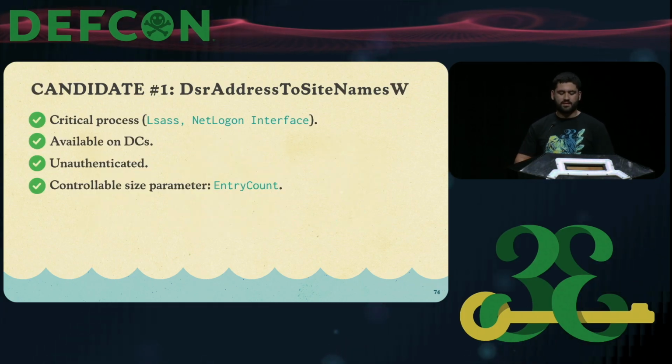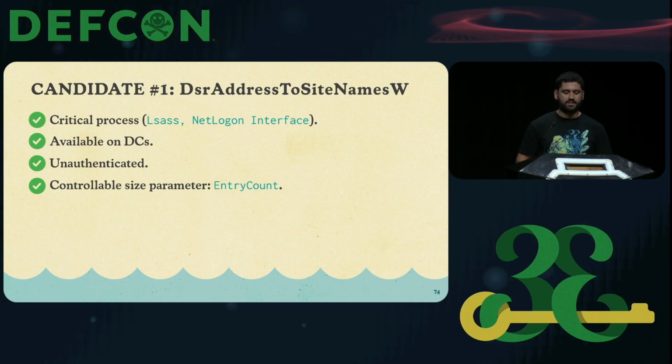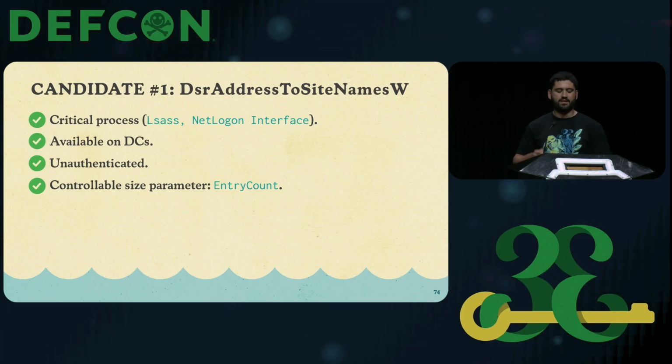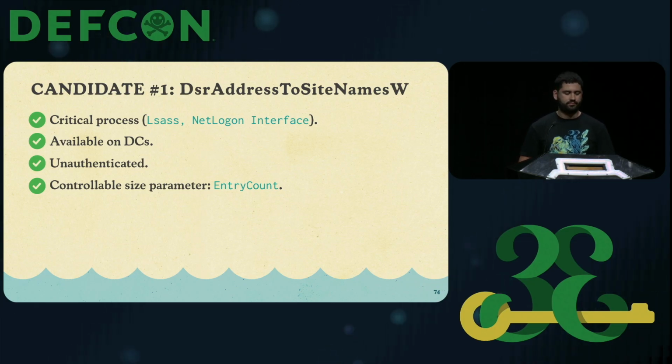And to show this, let's dive into our first RPC function. It's in the NetLogon interface in LSASS. This call translates a list of socket addresses into site names. It's available on domain controllers and is unauthenticated. The parameter entry count can be up to 32,000, which is perfect for us, a large numeric parameter.